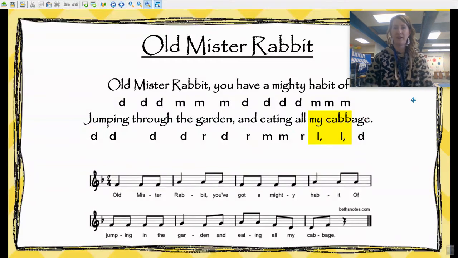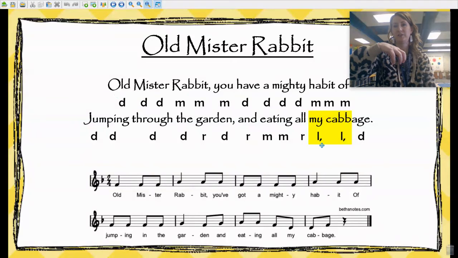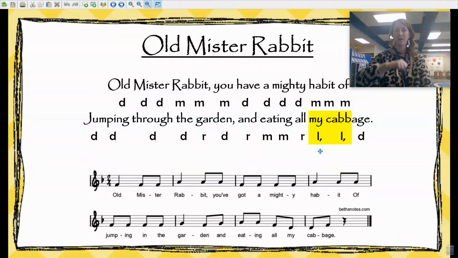And this time we have low la in there. So let's go ahead and sing through the solfege. Actually, we'll sing the words, but we'll do the hand signs if you can and add low la at the end. Okay? Do your best.